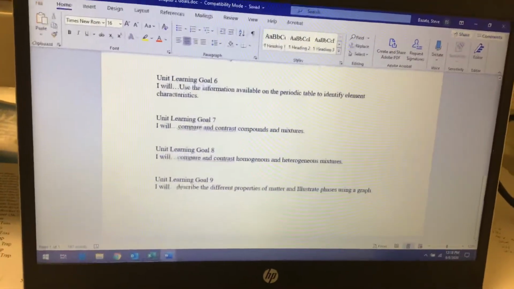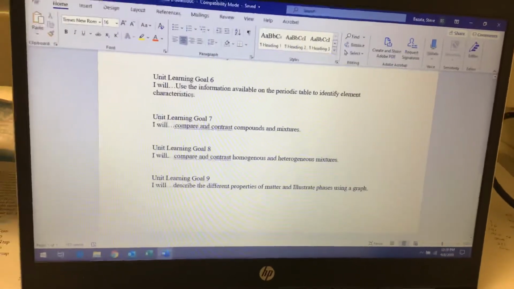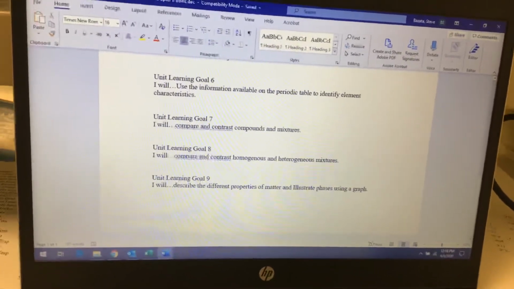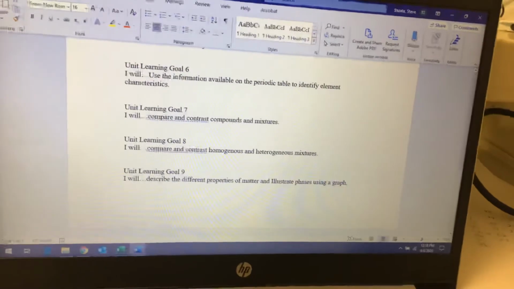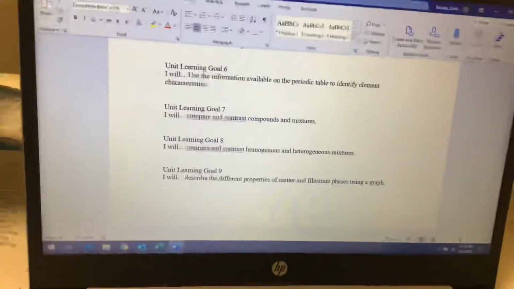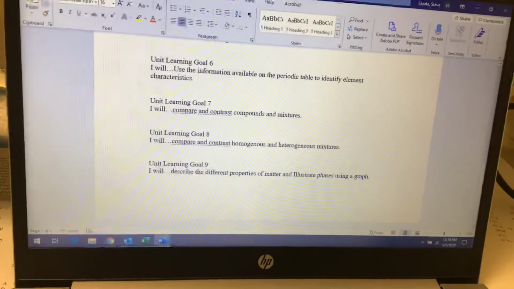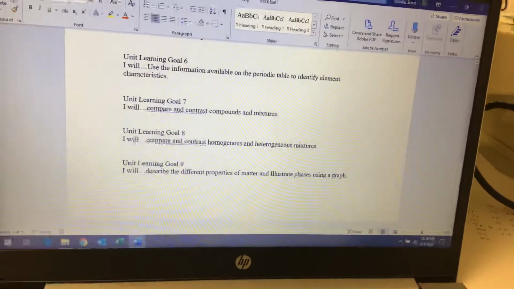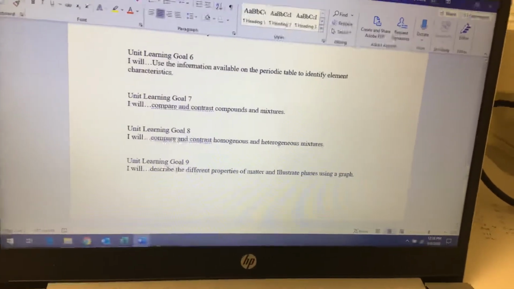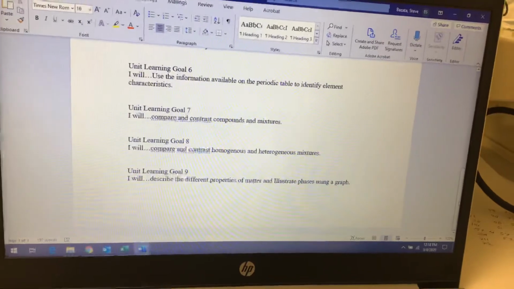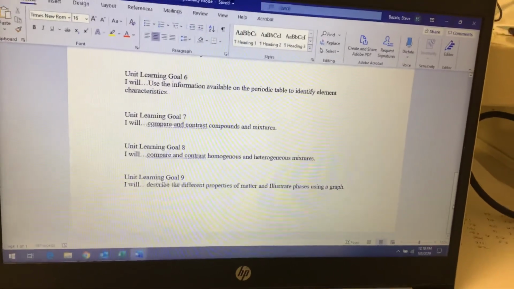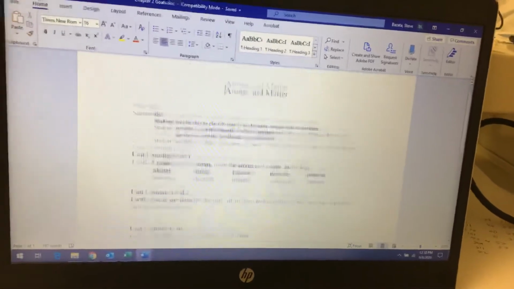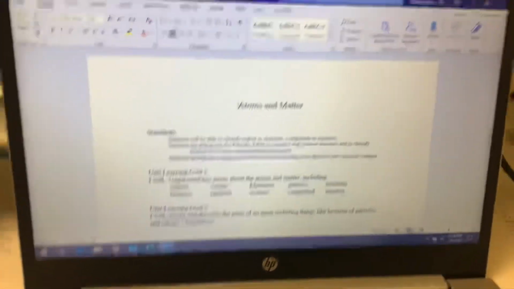You're going to be able to use the periodic table to identify element characteristics, compare and contrast compounds and mixtures. We're going to talk about homogeneous and heterogeneous mixtures and what that means. And then we're going to describe and illustrate matter using graphs. So everything matter related.